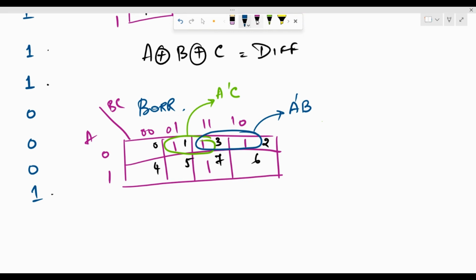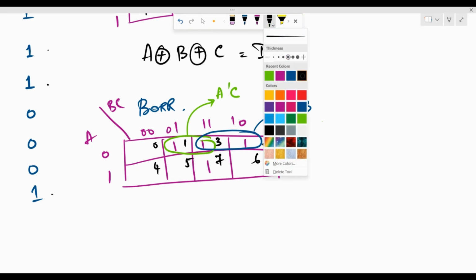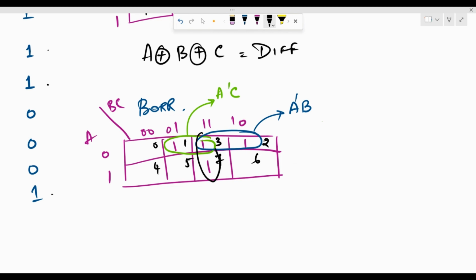Now the third group, I can group these two minterms together, and then it becomes BC because A is not going to be common for both the minterms. Only B and C are common and both of them are 1. So put together, the expression for borrow actually becomes A dash C plus A dash B plus BC.